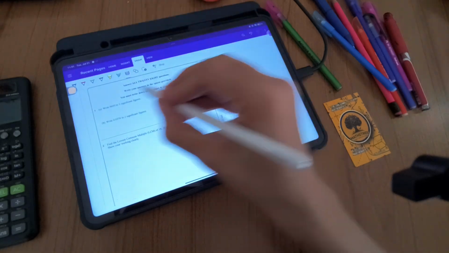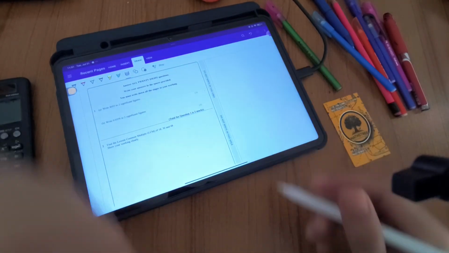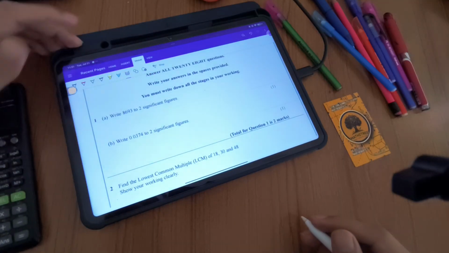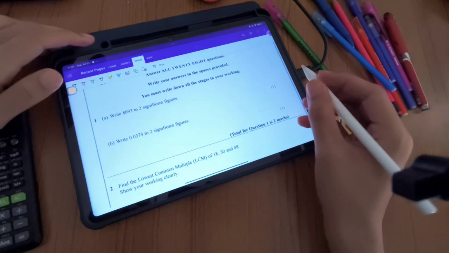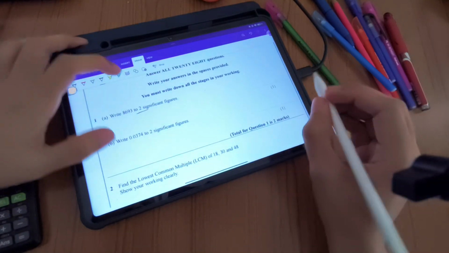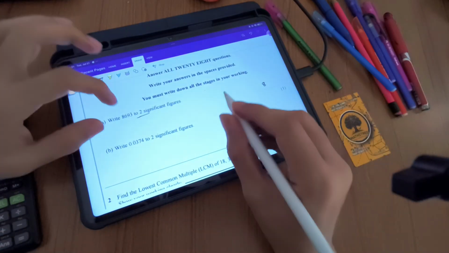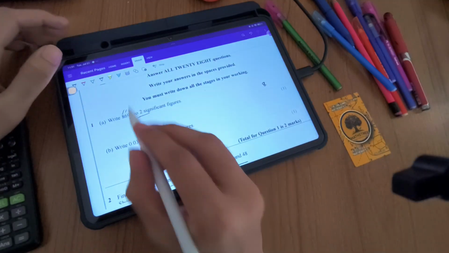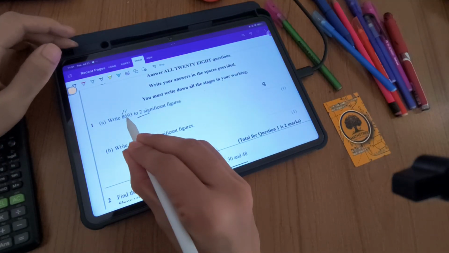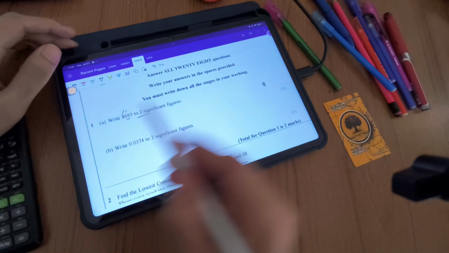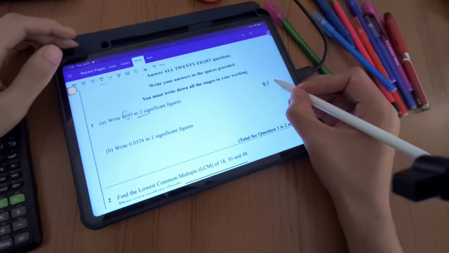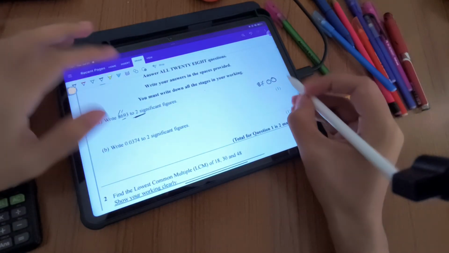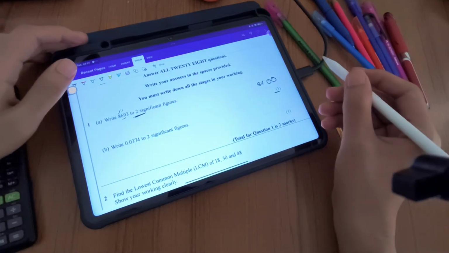Okay, so it says write 8693 to two significant figures, as you can see. As it says to write in two significant figures, we choose the first two digits, which are 8 and 6. Now understand this: because there is a 9 over here, the 6 automatically becomes a 7. So we choose 87 followed by 00, and it becomes 8700 to two significant figures. We get the first one mark.